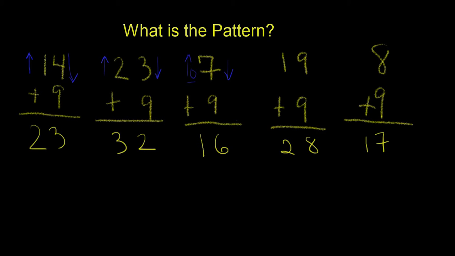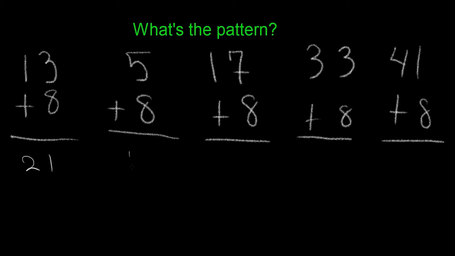Here, 7 is just like 07. So the 0 becomes a 1. 7 becomes a 6. 1 becomes 2. 9 becomes 8. 0 becomes 1. 8 becomes 7. Let's look at another example.